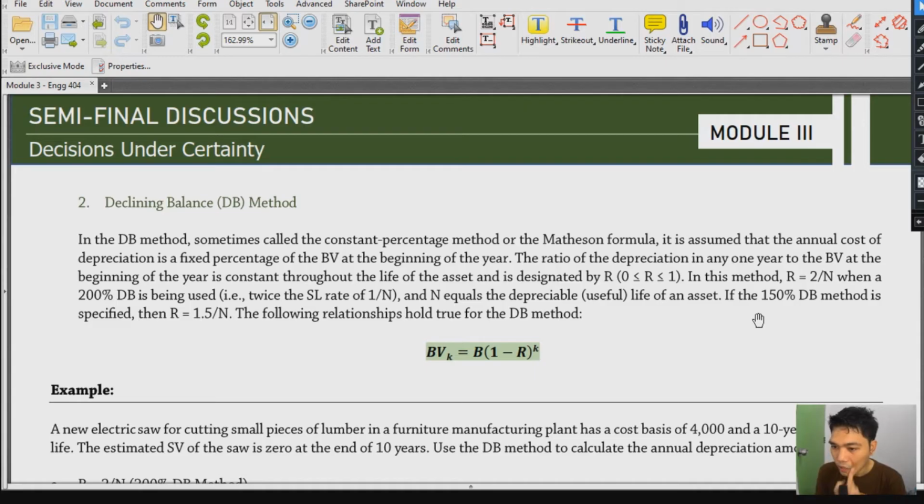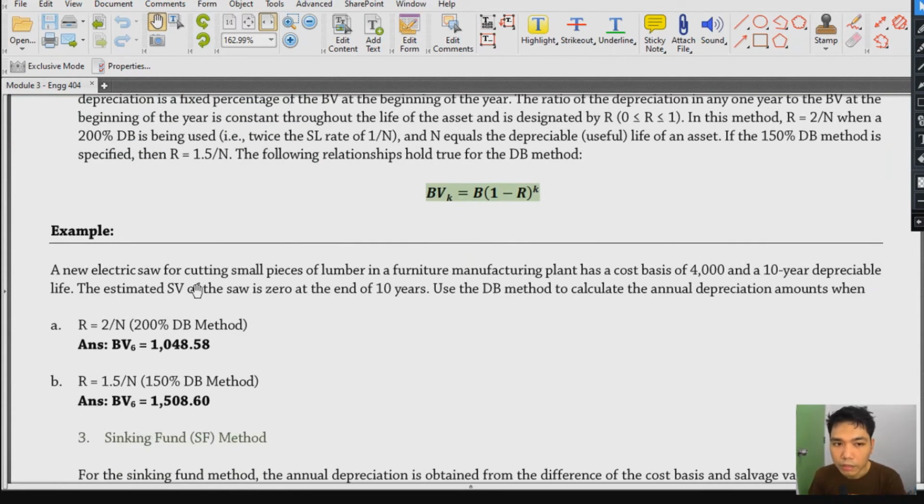So if the declining balance is 150%, we could say that that's 1.5 over N. So it's like yung percentage, divide mo ngayon sa 100 kasi that's in percentage, and then just divide it by the number of useful years. So for example, a new electric saw for cutting small pieces of lumber in a furniture manufacturing plant has a cost basis of 4,000, so that's your B, and a 10-year depreciable life, so that's your N. The estimated SV, or the salvage value of the saw, is 0 at the end of 10 years, so that's typically 0 at SV sub 10. So use the DB method to calculate the annual depreciation amounts when.